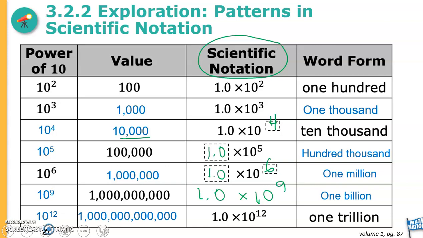What you should notice in this table, as the exponents get larger in the first column, the values also get larger in the second column. Then in all of those scientific notation, since all of the numbers started with a 1, they're all written as 1.0.